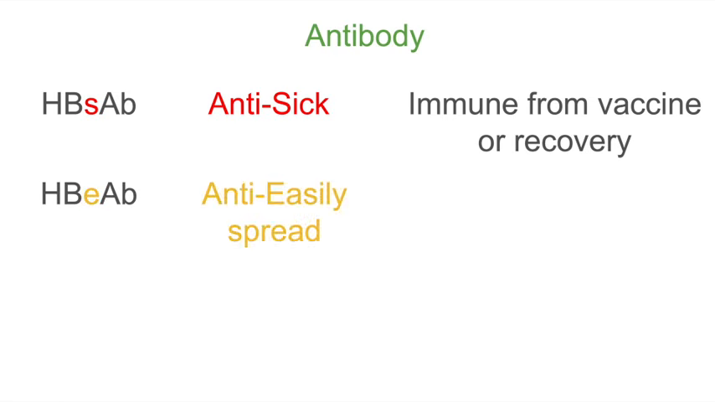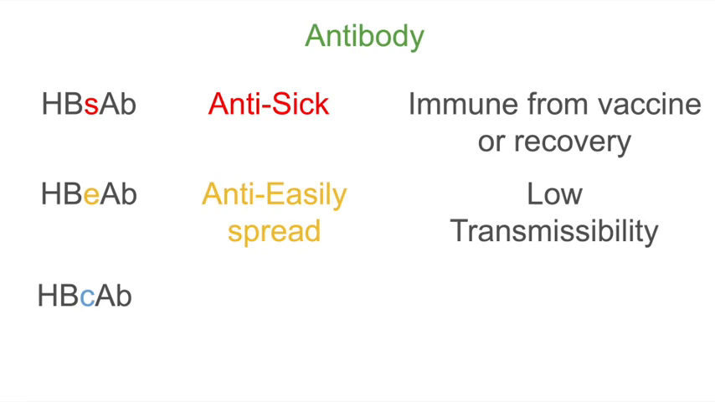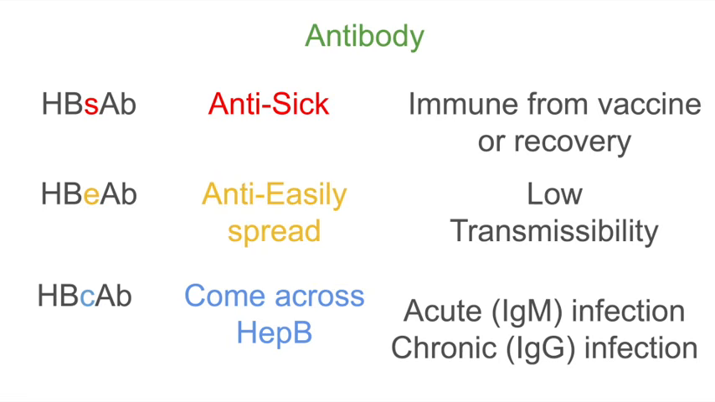There's low transmissibility. However, for the core antibody, that means that you have come across hepatitis B before. So this could be due to an acute infection. If there's an acute infection, then what you'll see is a positive IgM hepatitis B core antibody. However, if it's a chronic infection, you'll see a positive IgG hepatitis B core antibody.